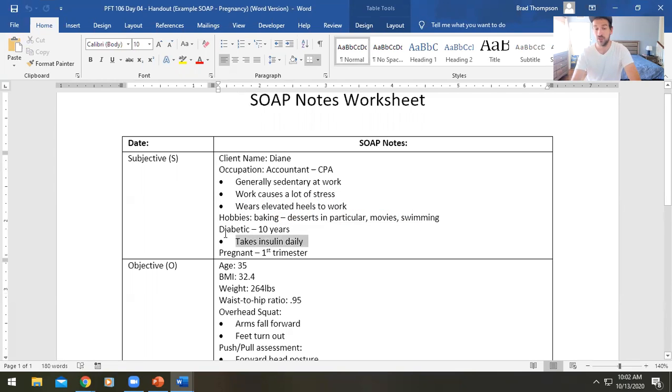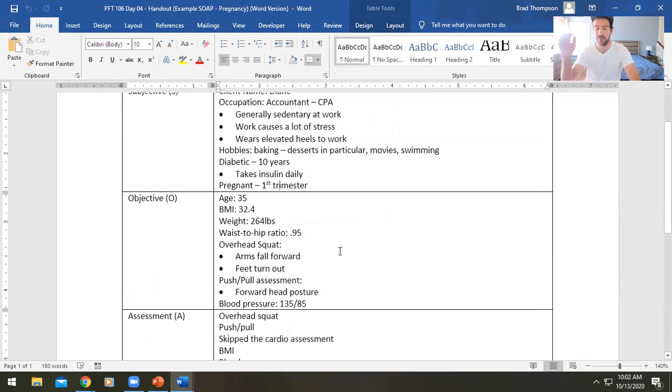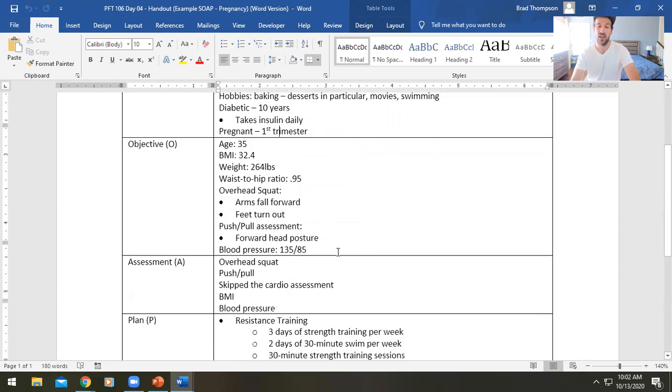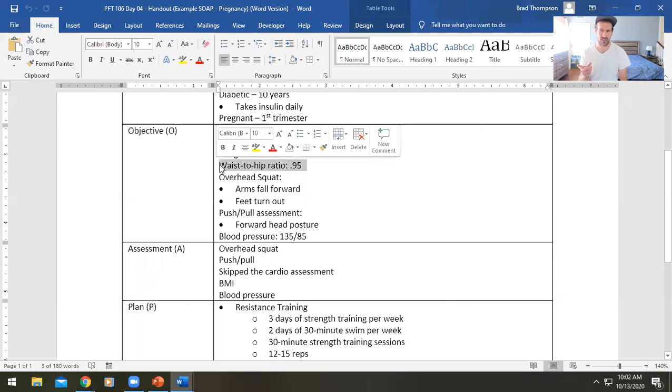And even though she is a diabetic, she is in her 1st trimester. She is a diabetic and pregnant client. So she's 35 years old. Her BMI is 32.4, which puts her into our obesity category. She weighs 264 pounds, and her waist to hip ratio, which is not something that we've spent a lot of time talking about, but we will get to, is 0.95. So that is going to be in a risky segment. It is above the normal numbers that we want to see.